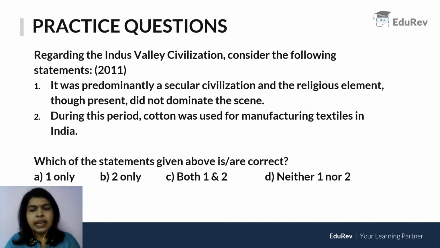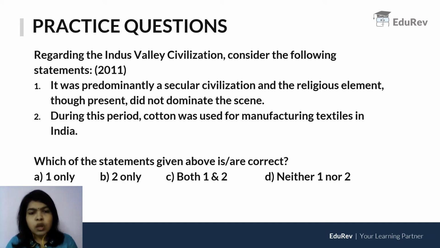And finally, as a practice question, we have one question. This was asked in UPSC CSE Prelims of 2011. Regarding the Indus Valley civilization, consider the following statements. Take a look at this statement. Try to find the answer here, because this is actually quite a simple question. It was predominantly a secular civilization. That is absolutely true. The religious element, though present, did not dominate the scene.